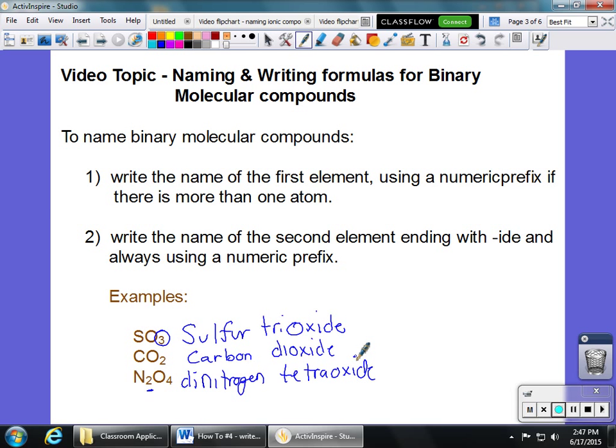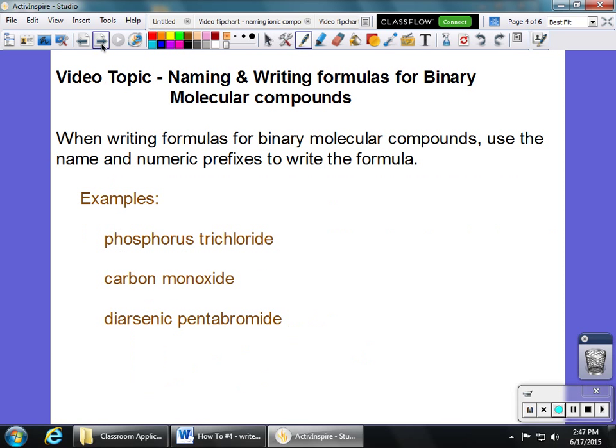Now, when writing their formulas from their names, this is honestly the easiest of all of them. And so what we want to do is take their name. You'll recognize them because you will see numeric prefixes. And so since you see numeric prefixes, just write the number of atoms that are described by the prefixes in the name. Phosphorus trichloride. Phosphorus is 1 P. Trichloride means 3 Cl, or PCl3.